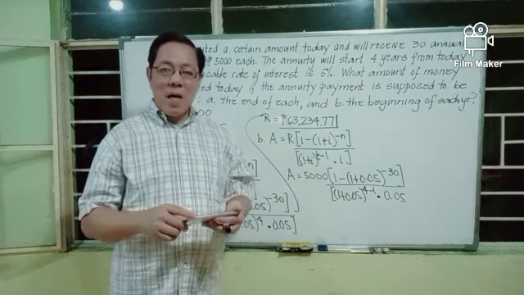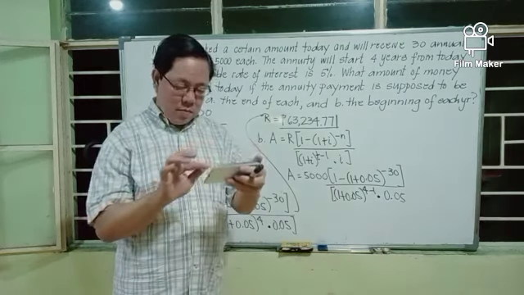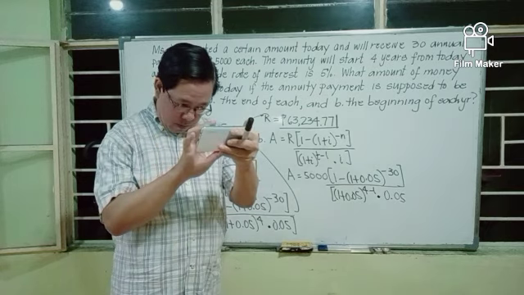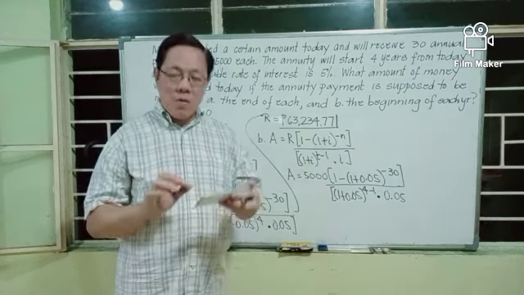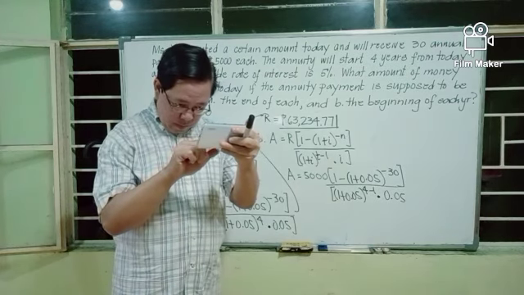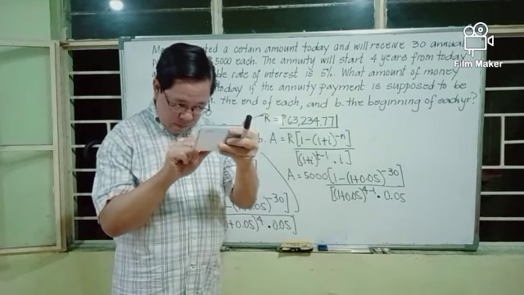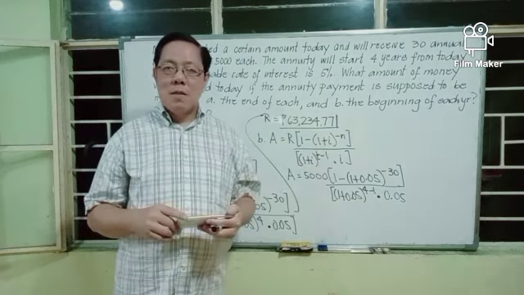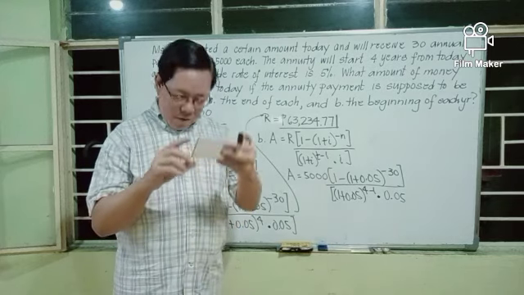We have 1 minus 1.05 to the power negative 30.